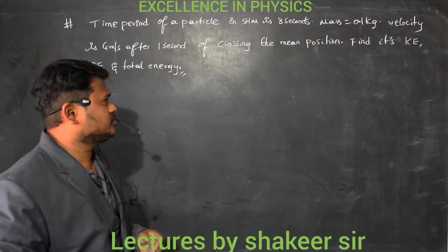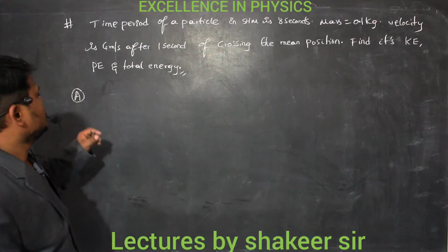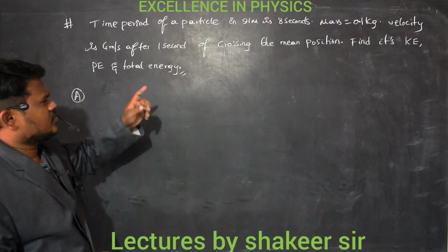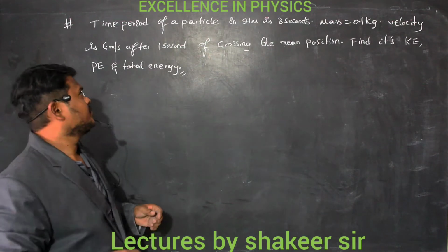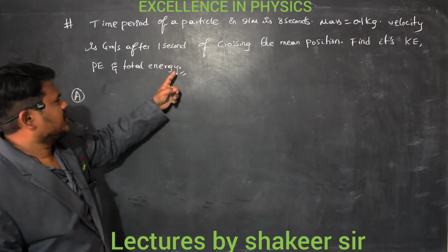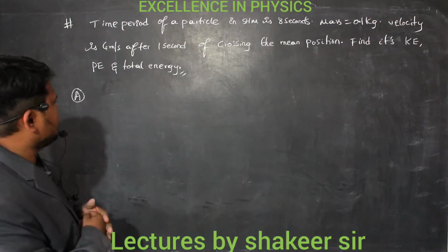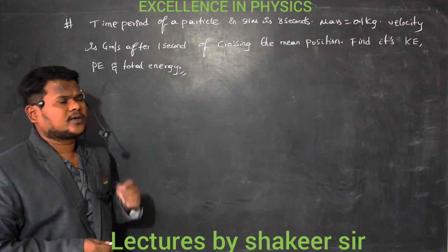Dear students, now let us see this question. The time period of a particle in SHM is 8 seconds. The mass is 0.1 kg. The velocity is 4 centimeters per second after 1 second of crossing the mean position. Then find its kinetic energy, potential energy and total energy.